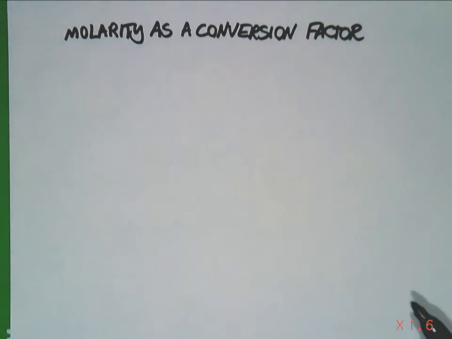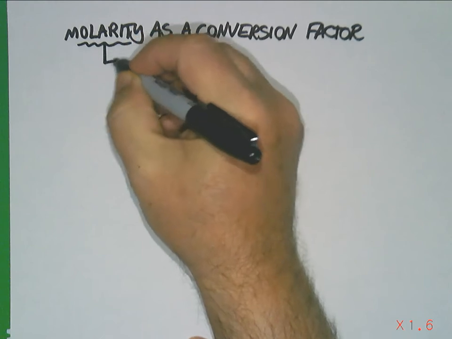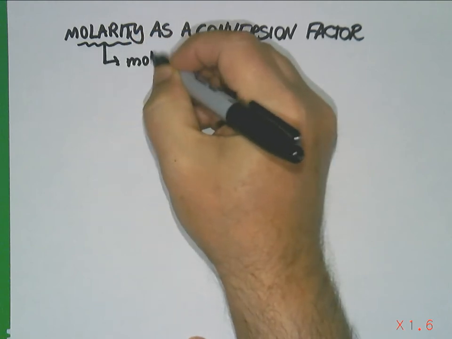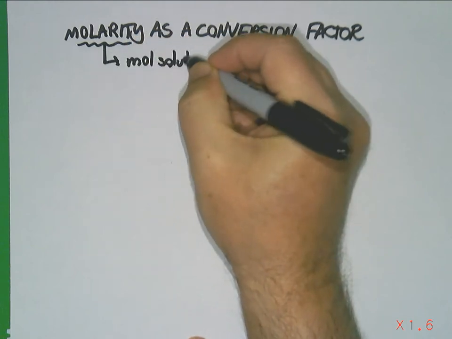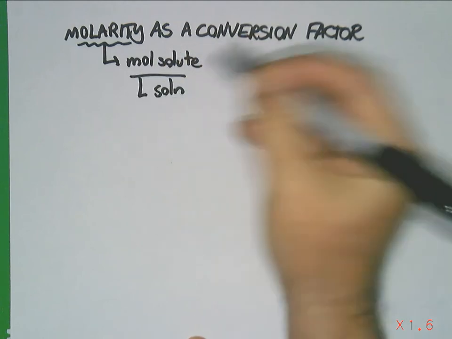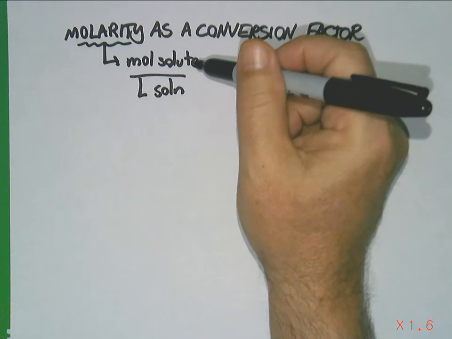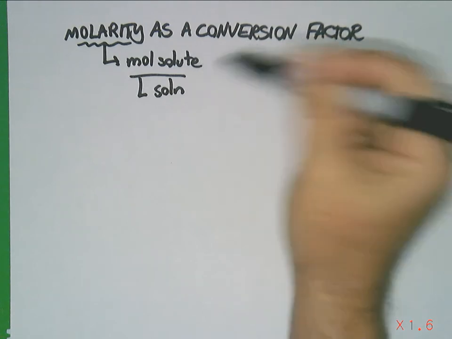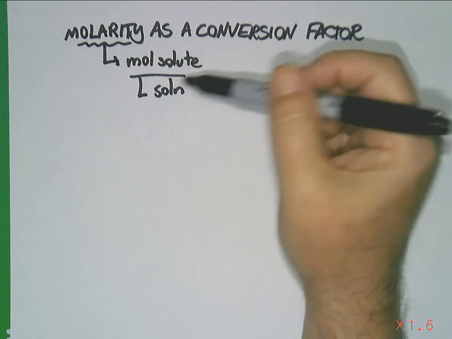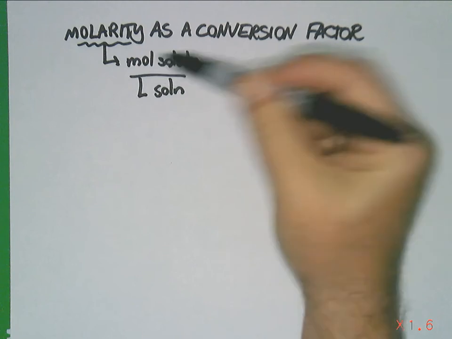In the last video, we defined molarity as moles of solute per liter of solution. Alright, the solute is anything that's dissolved in the solution. Now, this is a conversion factor because it's a fraction and it relates liters of solution to moles of solute.